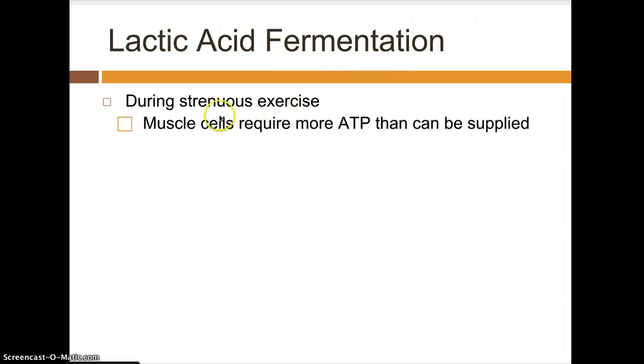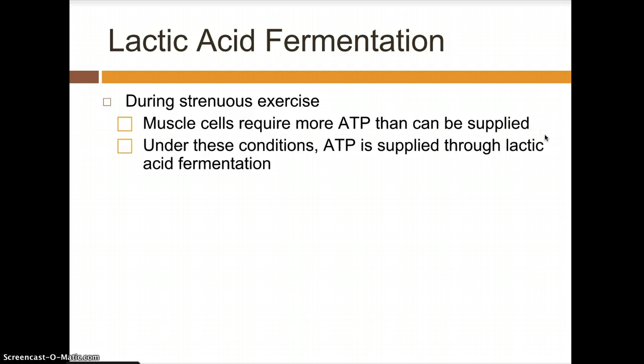So during strenuous exercise, our muscle cells require more ATP than can be supplied. So our body is desperately trying to keep up with us producing energy to fuel the muscles for moving. Okay, so we also need oxygen in this case because oxygen is what allows us to produce a high level of ATP in aerobic respiration. So under these conditions, ATP is supplied through lactic acid fermentation.